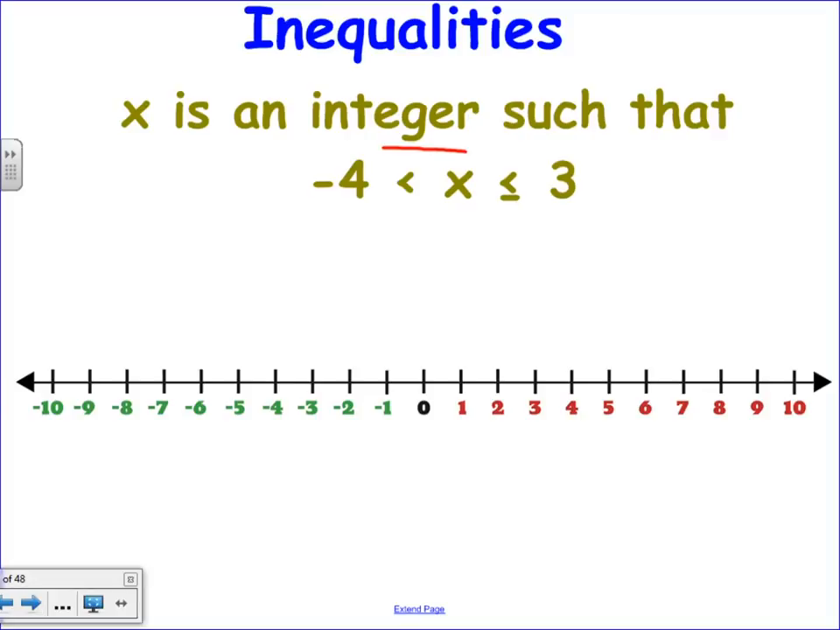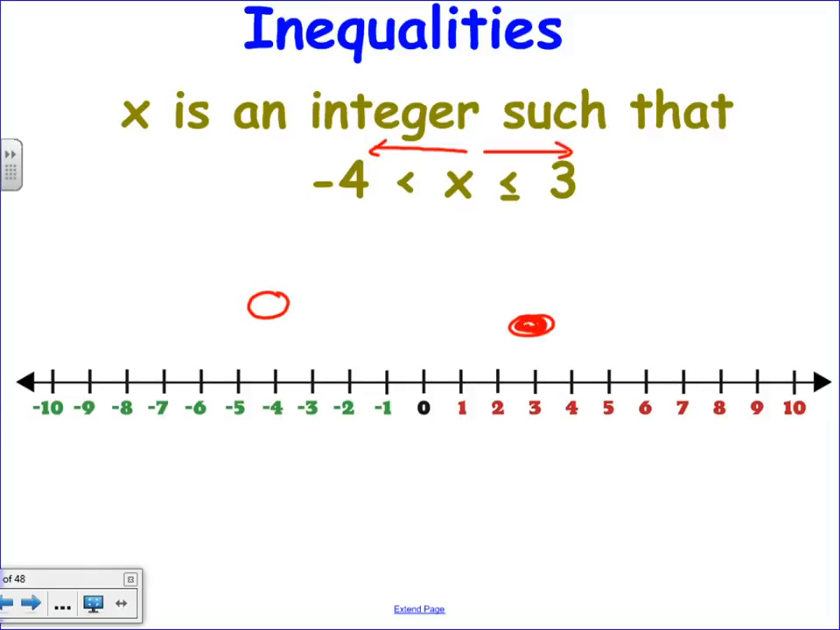I'm reading it from x this way. So what's the number that I'm interested in that I'm going to circle? Can you see that? So I'm going to go to -4 and I'm going to put a circle there. Do I colour my circle in? No. No. Brilliant. Let's go this way. What's the number I'm interested in? 3. Can it be 3? So we colour it in.